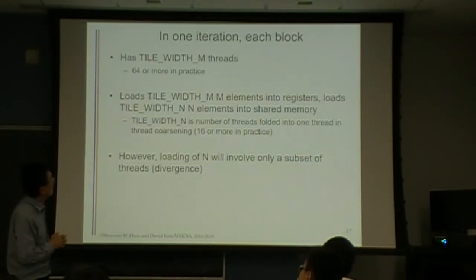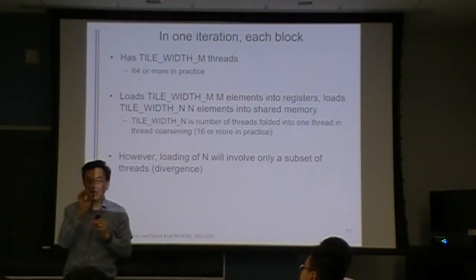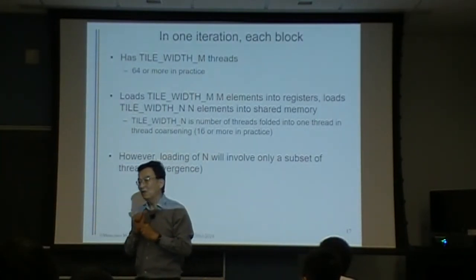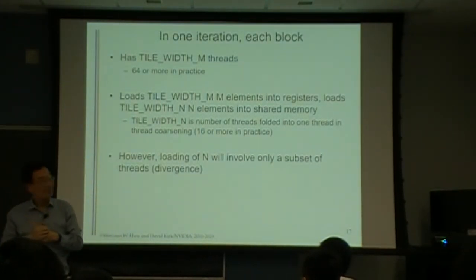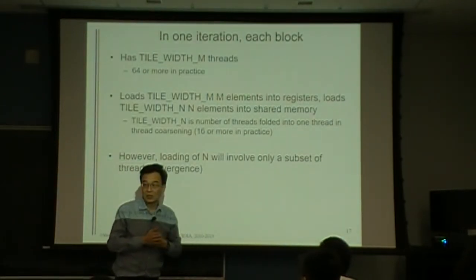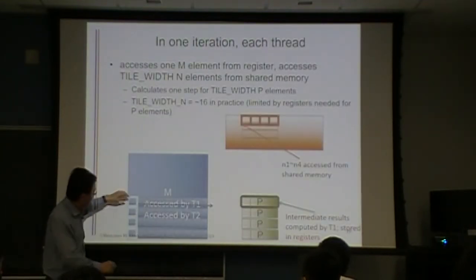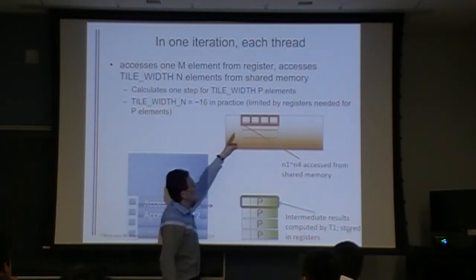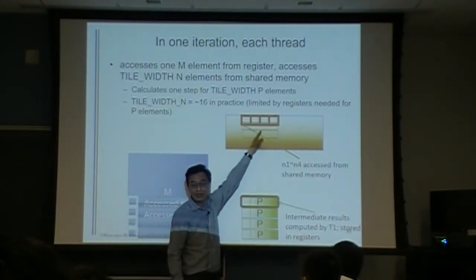When it comes to the design of the tile width of M, remember that the tile width of M dictates the number of threads in the thread block. That number needs to be reasonably big. If you only have 32, you only have one warp, so you don't even have the opportunity for scheduling. Typically you want to have 64 or more. So now you begin to see the picture: we're going to have a much longer strip here than the width here. We're going to have 64 or more here, but 16 or less here.